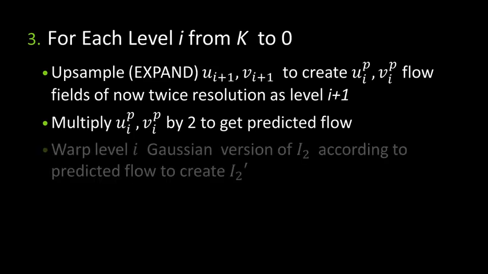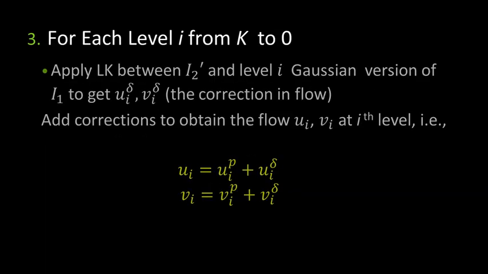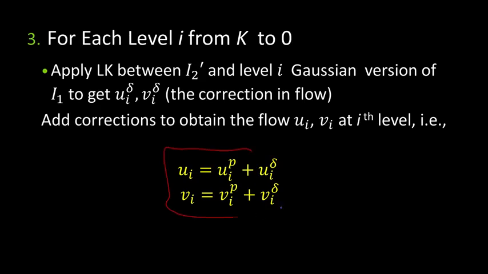That's what the next step of the algorithm says, multiply u and v by 2 to get the predicted flow. And then you warp that level of the Gaussian of image 2 towards image 1 in order to get I2 prime, or t minus 1 to t. Whether you call it 1 or 2 doesn't matter. And you just keep iterating, and then we apply Lucas and Kanade again between the warped version and that same level of I1 to get what's called the correction flow. And we have to add that correction flow back to the expanded flow that we had before. That's what these equations here are doing. They're adding that slight difference that we now found back to the original predicted flow.